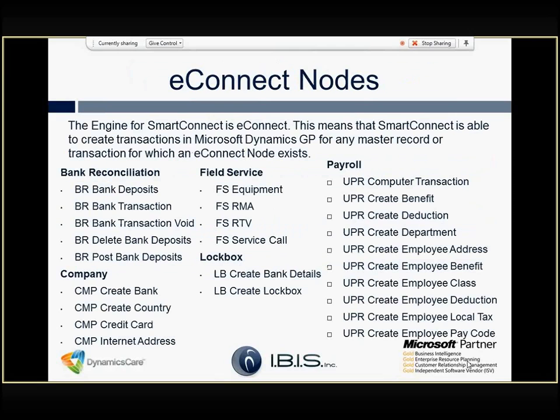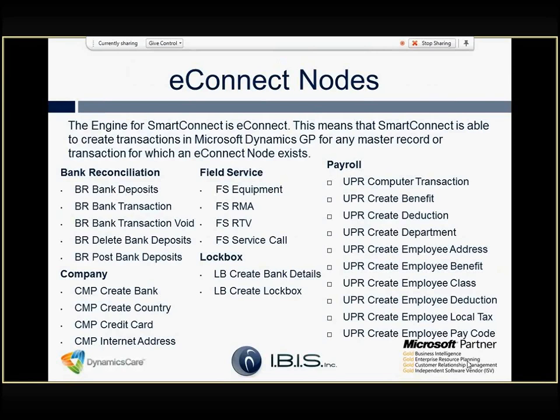So we've talked a little bit about the eConnect node. eConnect is basically Microsoft's tool for integrating transactions, master records, all sorts of things. And basically eConnect is the engine for SmartConnect. What this means is that SmartConnect is able to create transactions in Microsoft Dynamics GP for any master record or transaction for which eConnect nodes exist. As we talked about a couple slides before, there is also Node Builder that eOne sells that you can purchase and build additional nodes.